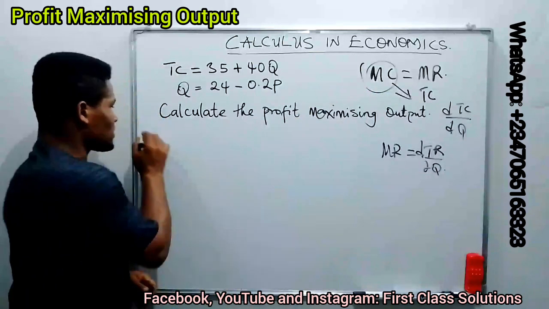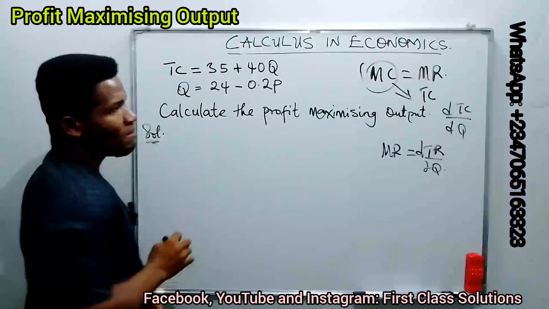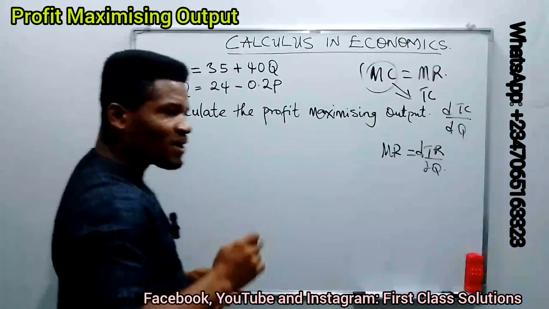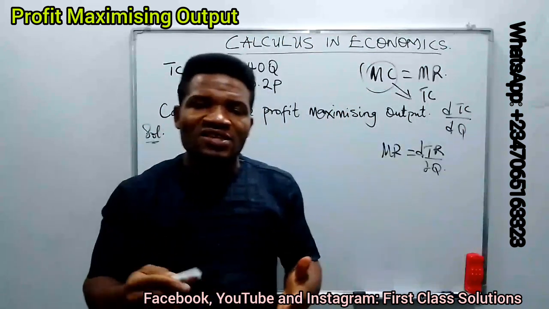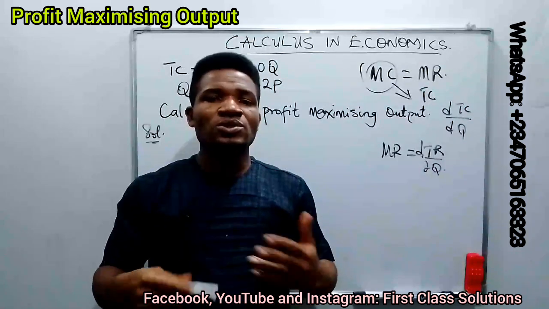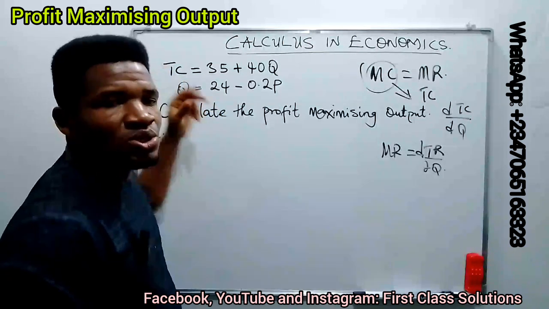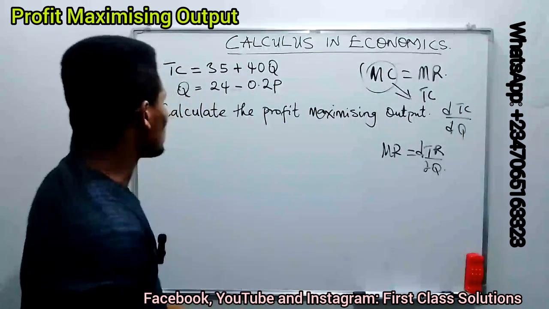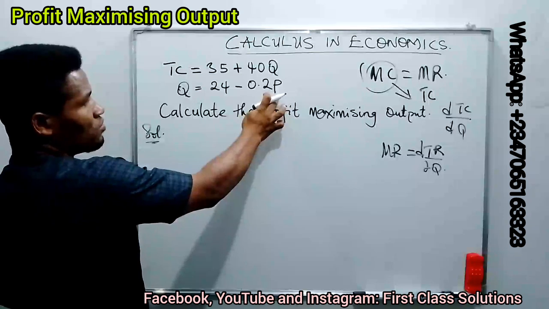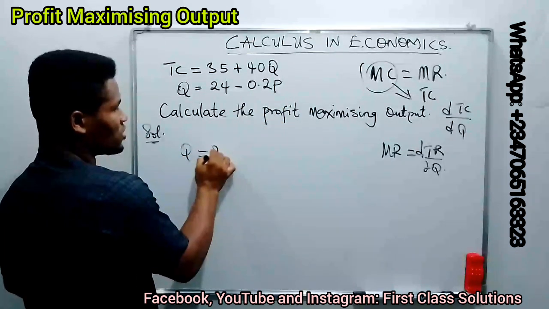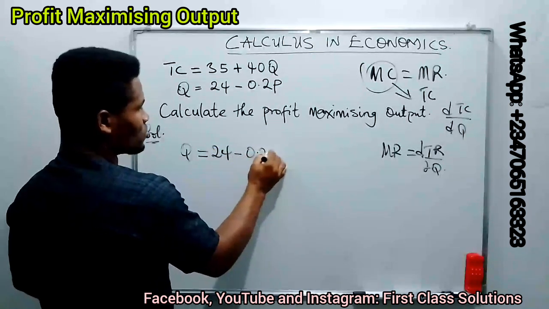So the first thing is to calculate the marginal revenue. What is our marginal revenue? Remember, total revenue is price times quantity. And this quantity is already here. You need to just simply calculate for your price. So to make P the subject of the formula which we have here, we simply write out this. We say Q is equal to 24 minus 0.2P.